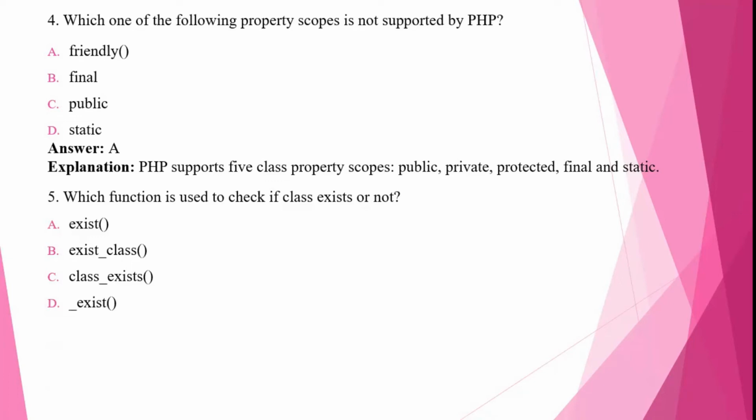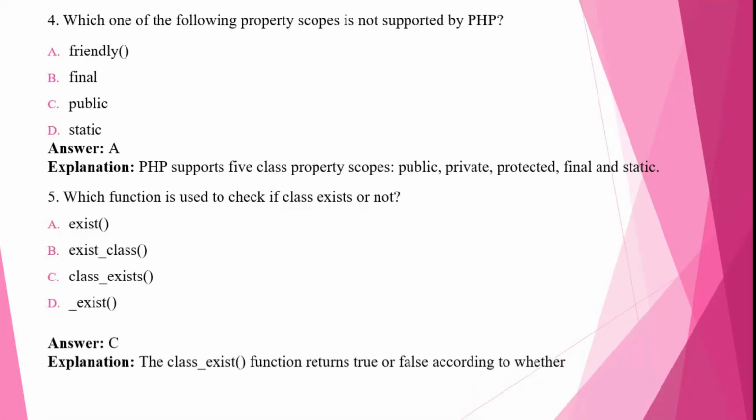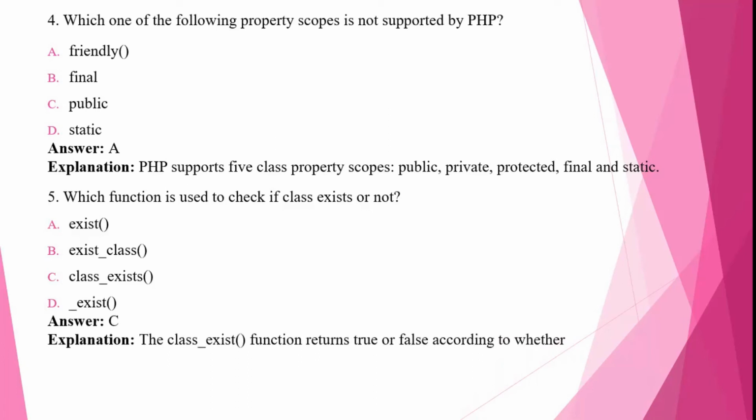So the right answer is C, the class_exists function is used to check whether a class currently exists or not. This function returns true or false according to the conditions.